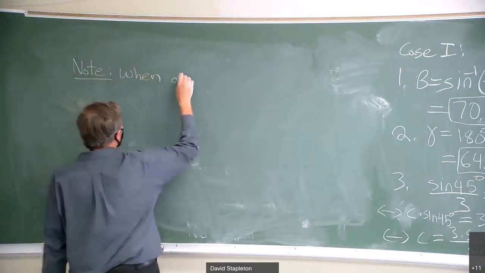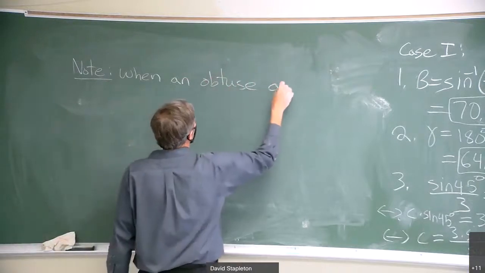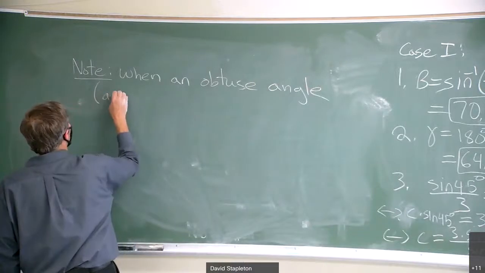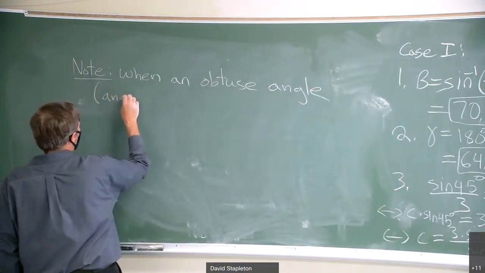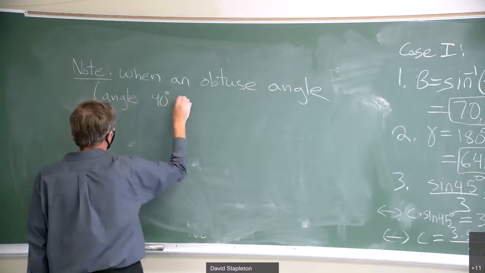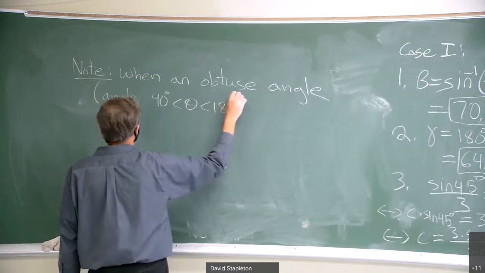When an obtuse angle is given. What's an obtuse angle? An angle bigger than 90 degrees in the triangle. So 90 less than the angle is less than 180 in the triangle.